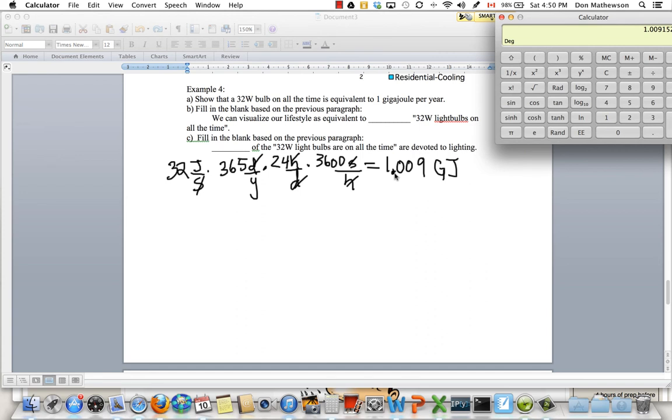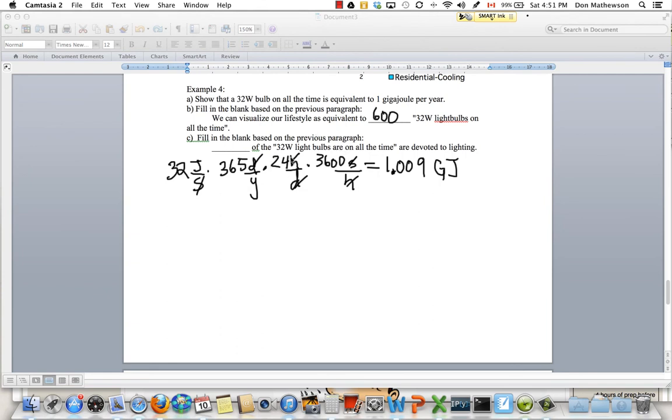So up above, we said that our lifestyle was 600 gigajoules. That's the amount of energy we use in all our activities in our households. So we can think of our lifestyle as being equivalent to 600 light bulbs on all the time for the whole year. Now, for our lighting purposes, we're using a little bit more than 4 gigajoules, about 4.3. So all our use of energy for all our lighting purposes at home works out to about 4 32 watt light bulbs on all the time.